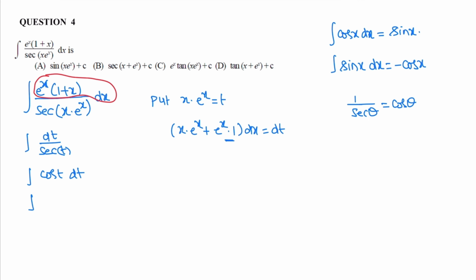So integral cos is sin, that is sin t plus c. So substitute t is x into e power x. Sin of x e power x is the answer. Sin t plus c, that is sin x into e power x. So option A is correct.